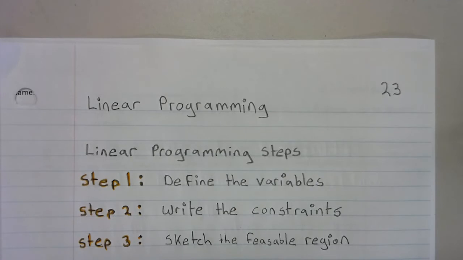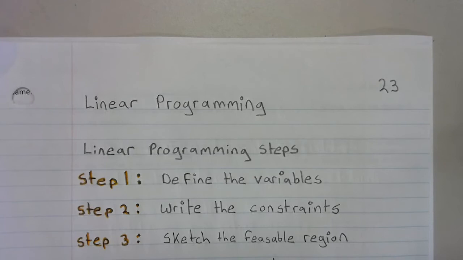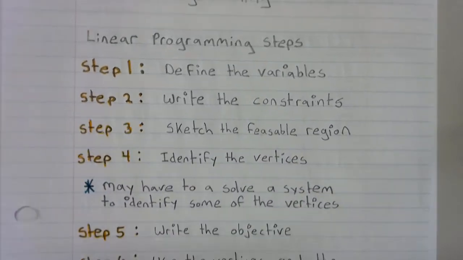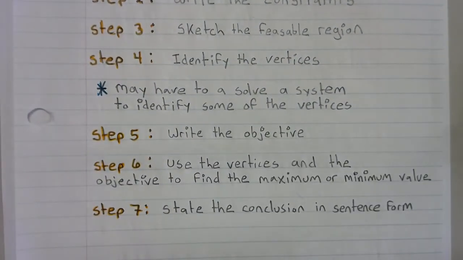Linear programming steps. Step 1, define the variables. Step 2, write the constraints. Step 3, sketch the feasible region. Step 4, identify the vertices. Now, you may have to solve a system to identify some of the vertices, okay? And in fact, on example 1, we're going to have to do that.